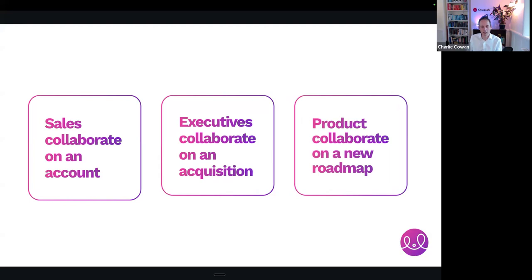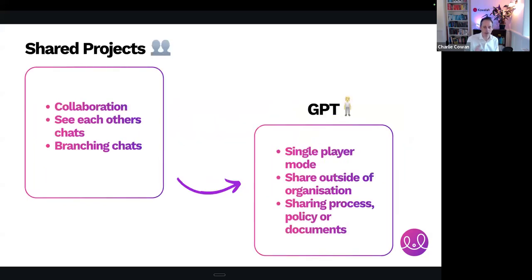And then finally, think about your product teams. Anyone that is working on research and development, working on building out new products, pricing, packages, marketing campaigns. These are people that are working in teams today. And so think about bringing them together in a shared project is super valuable. So that is shared projects. I think you're going to find them super valuable if you're working in any kind of commercial or team situation.